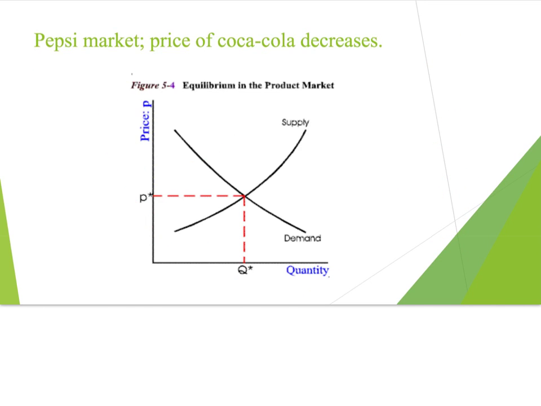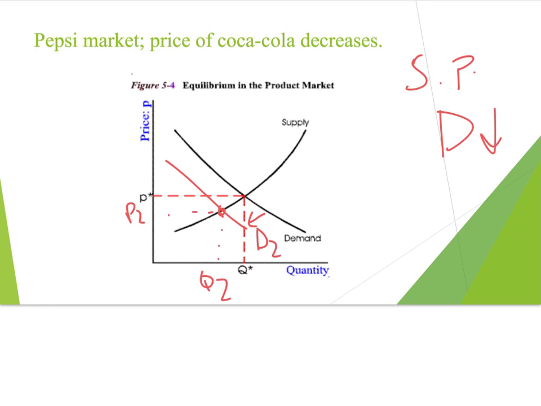Another practice problem, in the Pepsi market, what happens when the price of Coca-Cola decreases? So Pepsi and Coke are substitute products, so that's going to shift my demand curve. If the price of Coke decreases, I'm going to buy more Coke, and since I'm already drinking Coke, I don't need as much Pepsi, so the demand for Pepsi falls, so demand shifts to the left, and we notice a smaller price and a smaller quantity, so price and quantity both decrease.